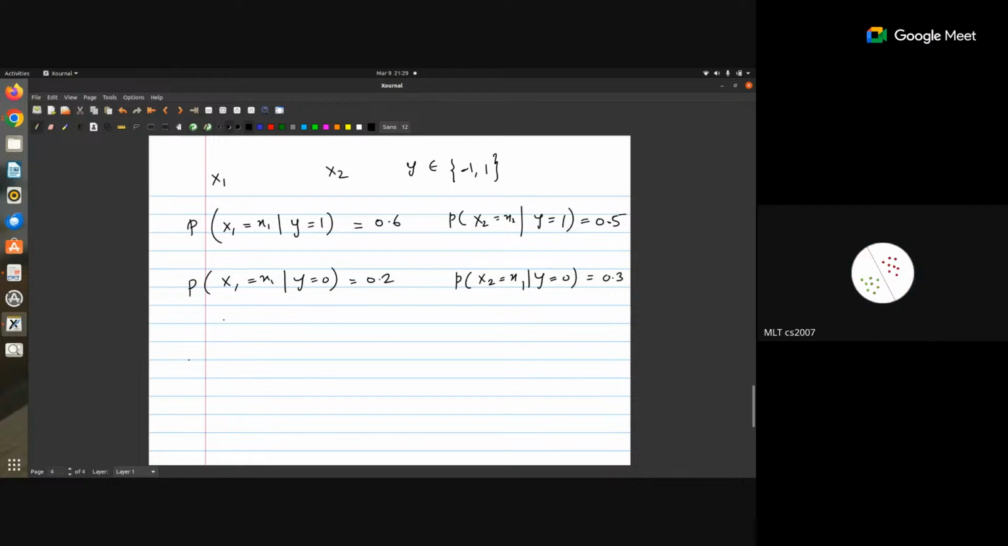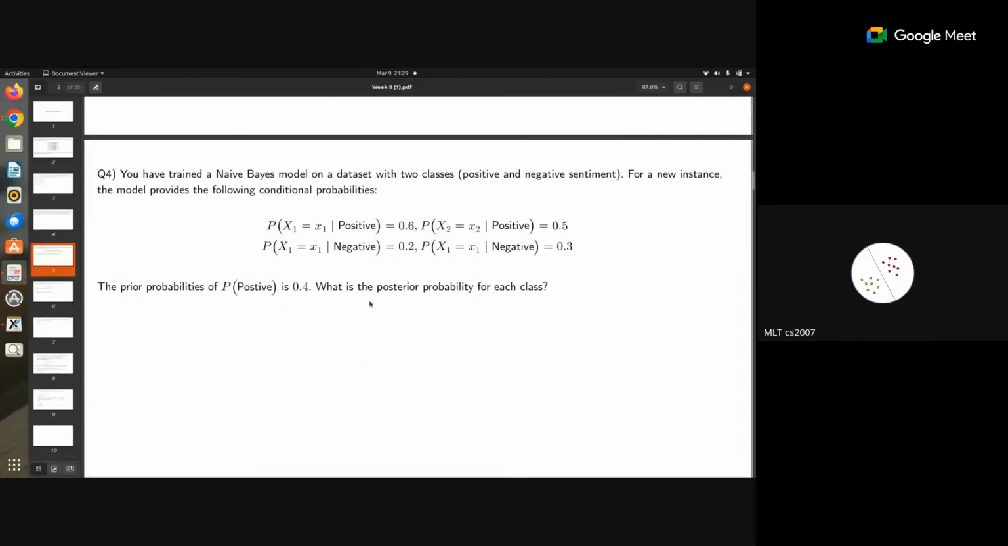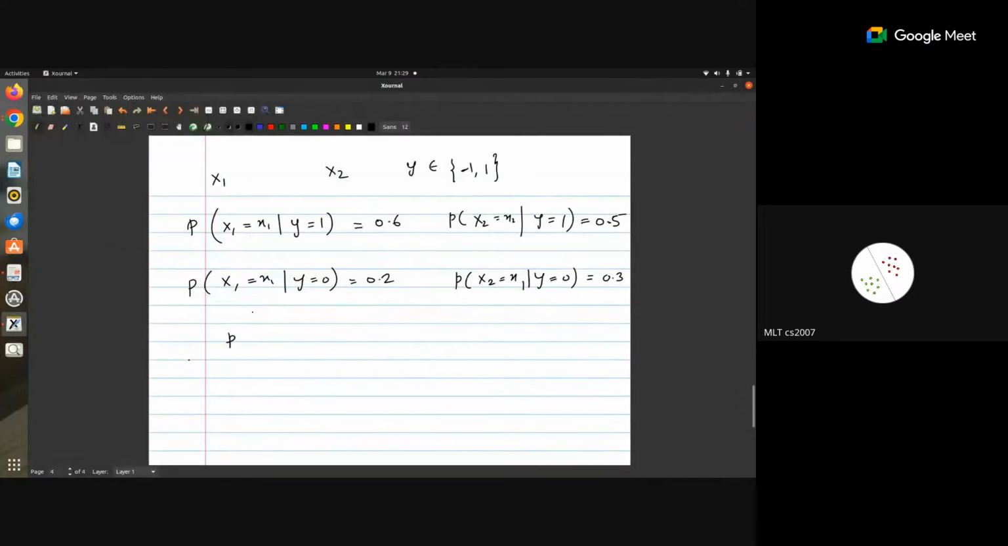Okay, and what are the prior probabilities? Prior probability for the positive class. I have written here -1 and -1. So the probability for the prior is how much? 0.4. That gives me probability for the negative class 0.6. This is the prior probability.